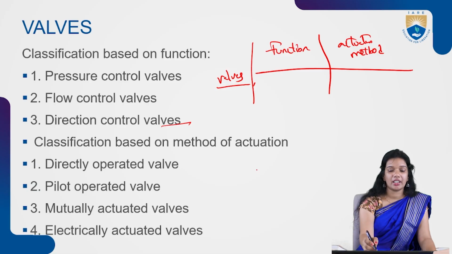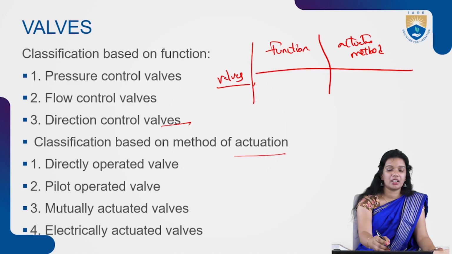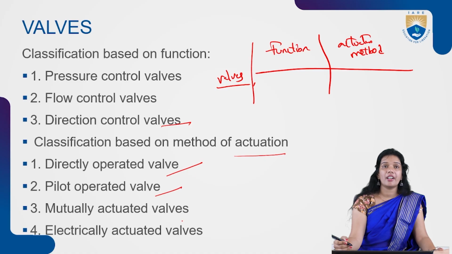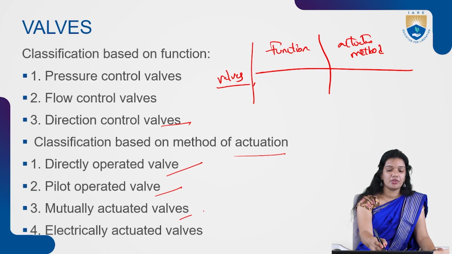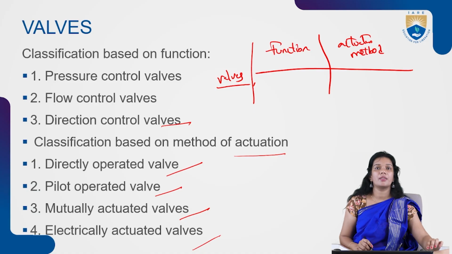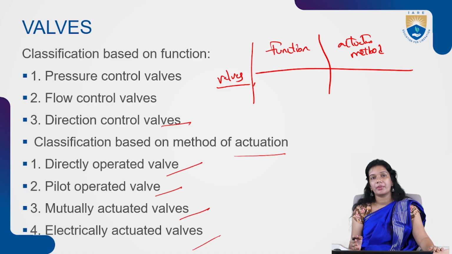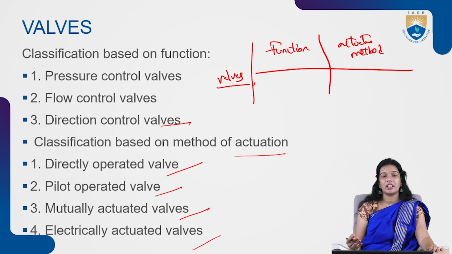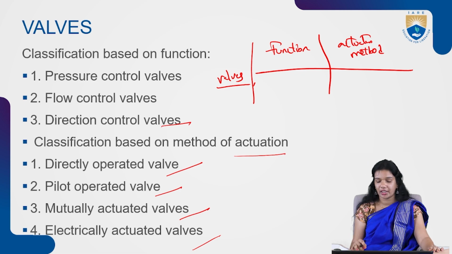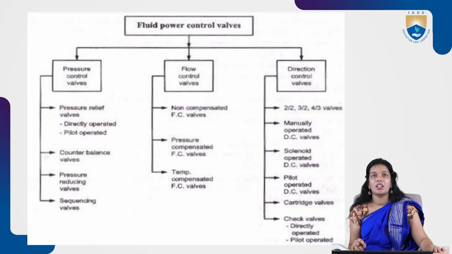Then we have another classification, based on the method of actuation. When you talk about classification based on actuation, you have directly operated valves, pilot operated valves, manually actuated valves, and electrically actuated valves. So these are the different actuation modes. In this picture we can see the fluid power control valves.